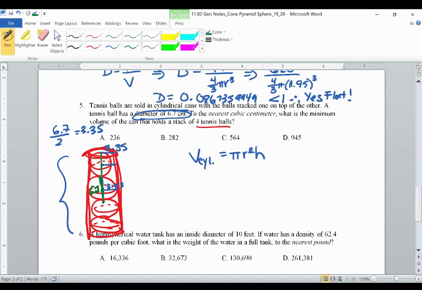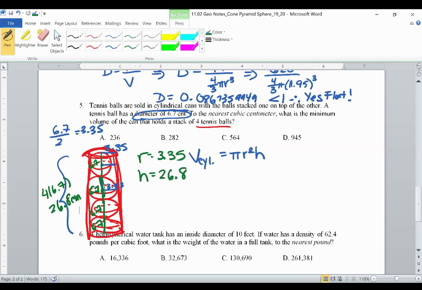So I have 6.7 centimeters for this ball, 6.7 for this one, 6.7 diameter for that one, and 6.7 for this. So I've got 4 balls, each with 6.7 centimeters of a diameter. If I multiply those together, that gives me 26.8 centimeters for the height of my can, because my can starts and stops right at the bottom of the last ball up to the top of your first ball. So we know our radius of our can is 3.35, and we know the height of our can is 26.8 centimeters.